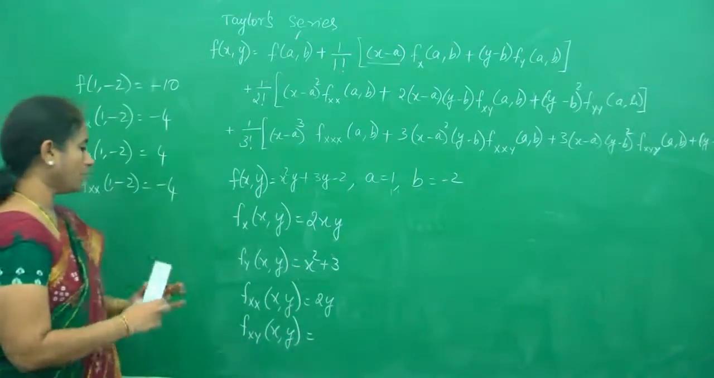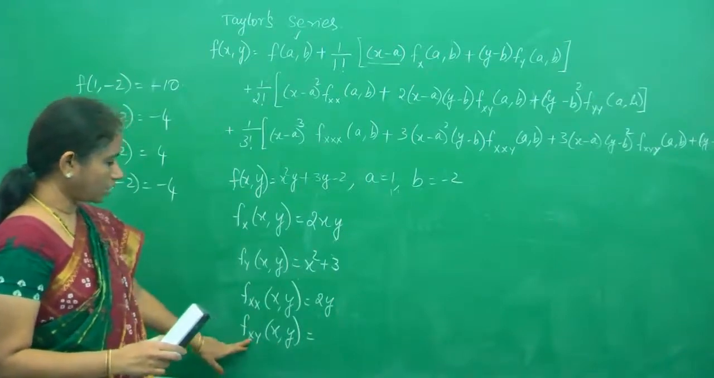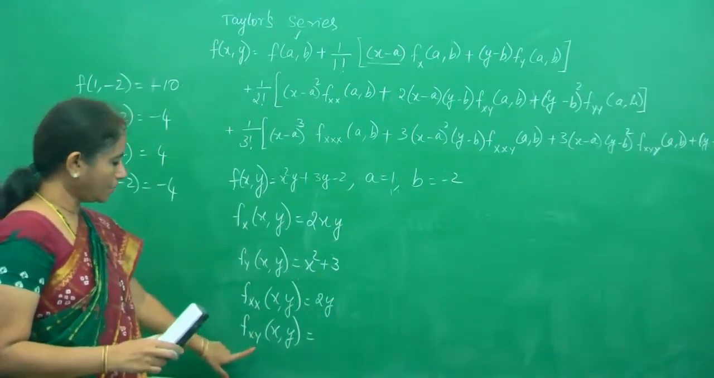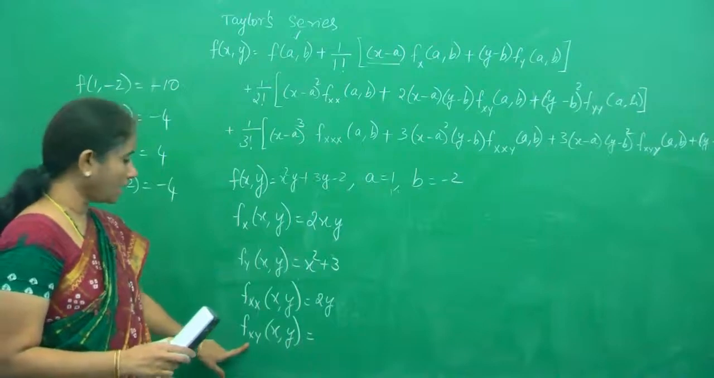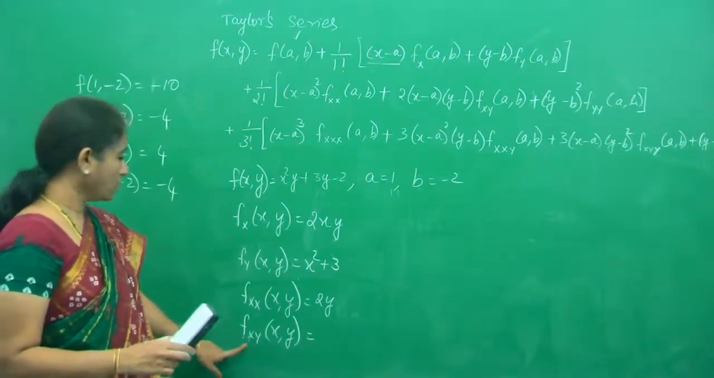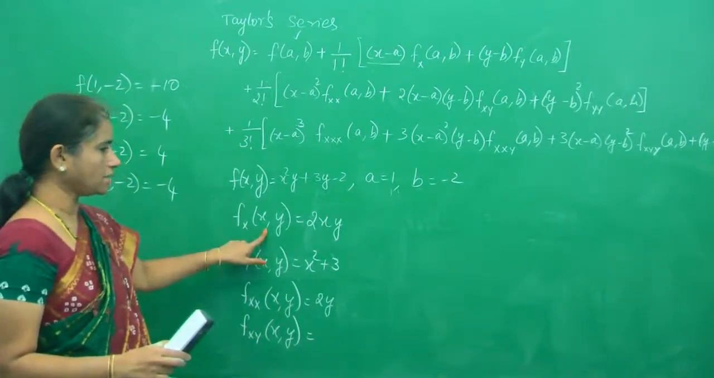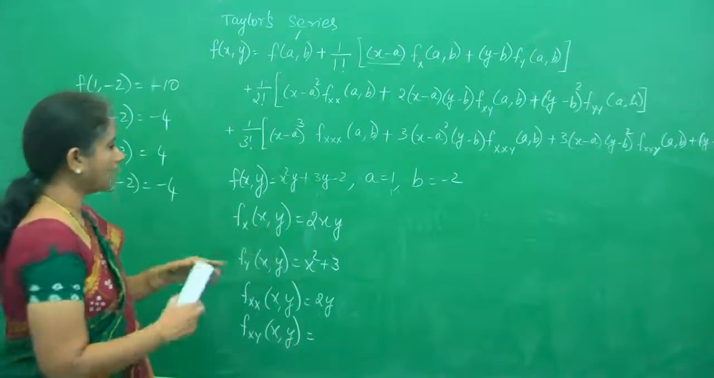What is it equal to? fxy of xy means I have differentiated with respect to x first, then with respect to y. Please remember, when it is the suffix, it is from left to right. Okay. So x is done here. So y I need to do. So differentiate this with respect to y partially.